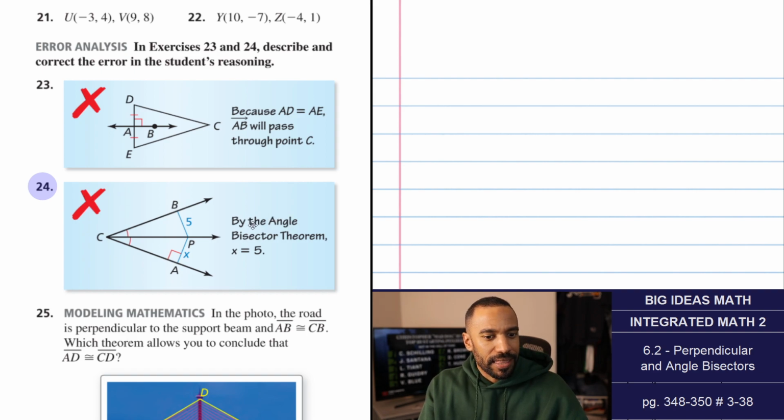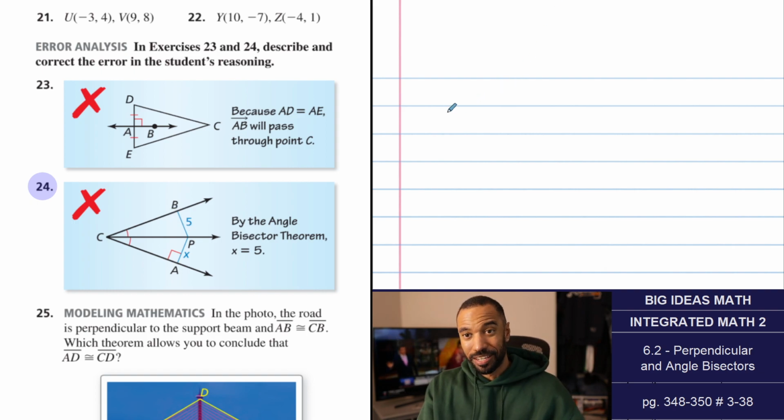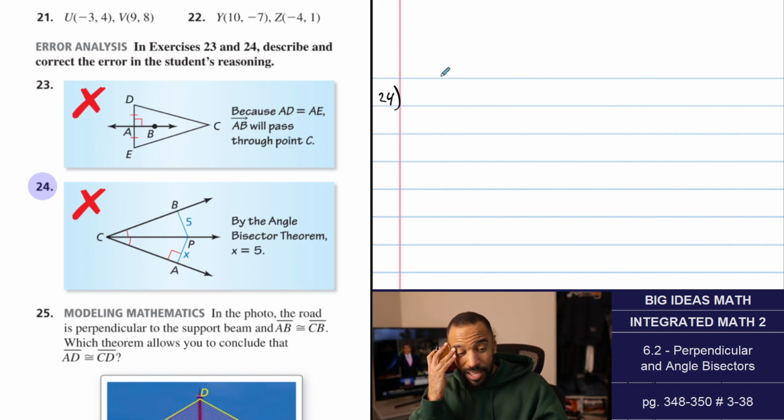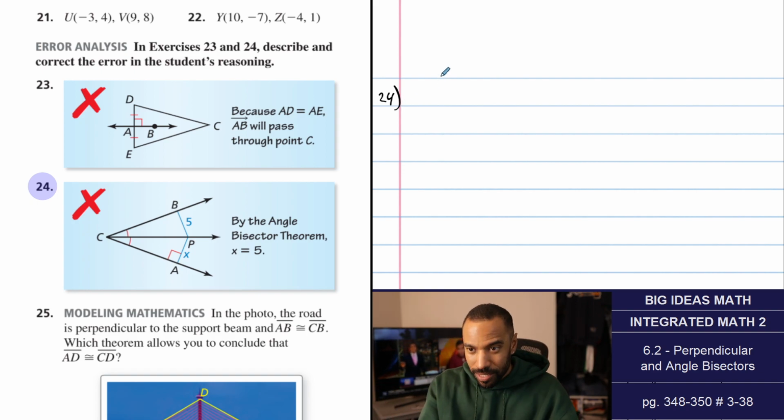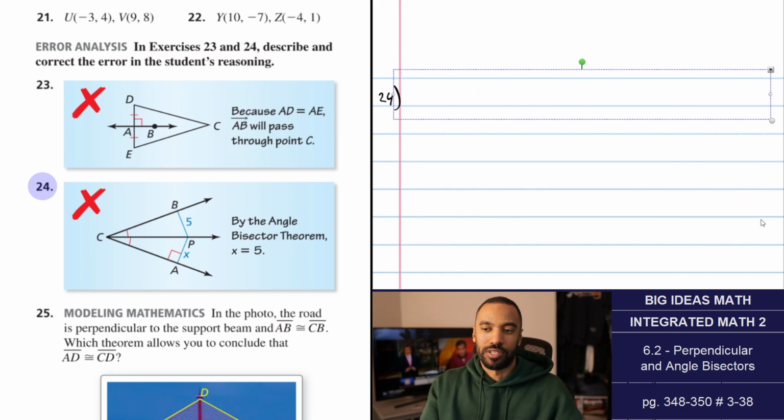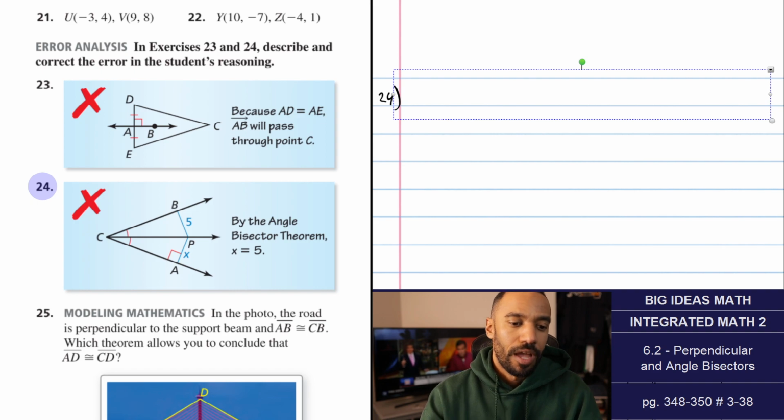Number 24. By the angle bisector theorem, x equals 5. We do have an angle bisector here, and this shows the perpendicular portion here, but this does not, right? So this is one of those inconclusive things as well. They're saying correct the error. If by correct the error they mean tell them what the correct answer is, there isn't one in the sense that it's inconclusive. So I don't know what to say with that either. But it's the same kind of thing.